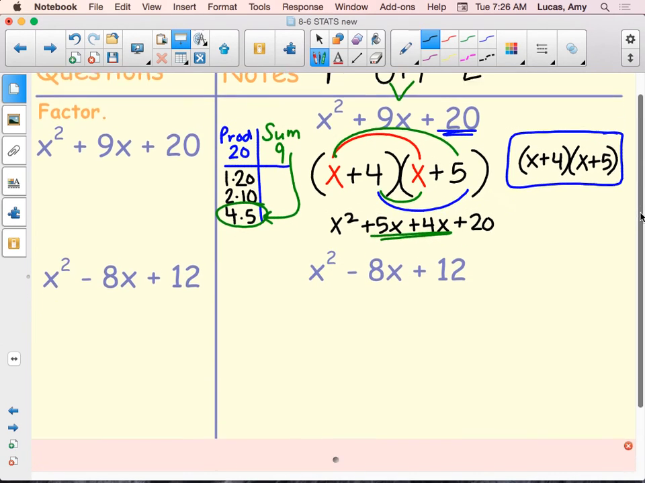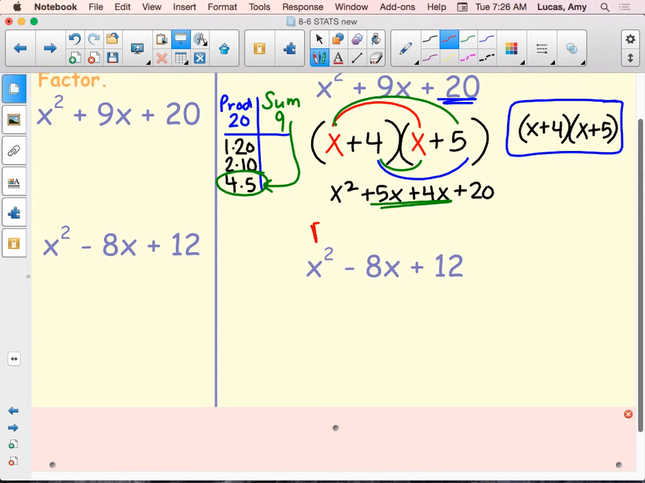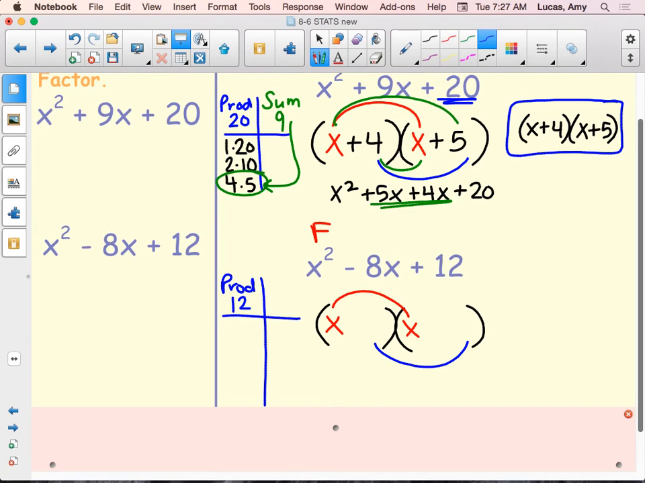Okay, the next problem, we'll use the same process here. So my first product is x squared. So that means that in my binomials, I have to start with x times x. That's the only way that we're going to get that product, x squared. Then I move over to my 12. My last product has to equal 12. So the product has to be 12. And the sum of the outside and the inside has to be negative 8.